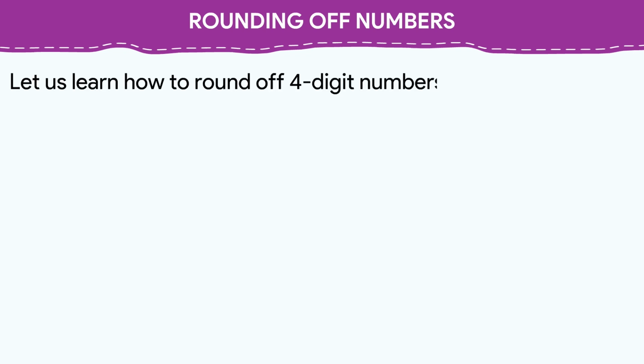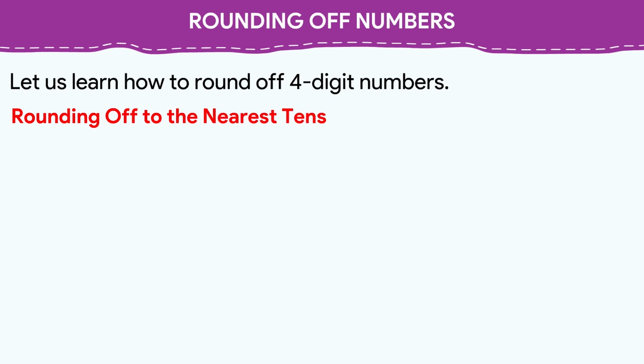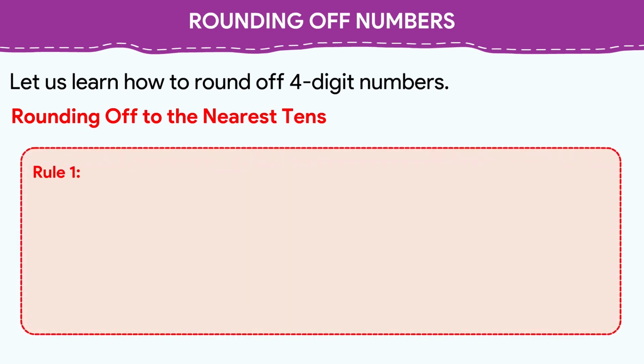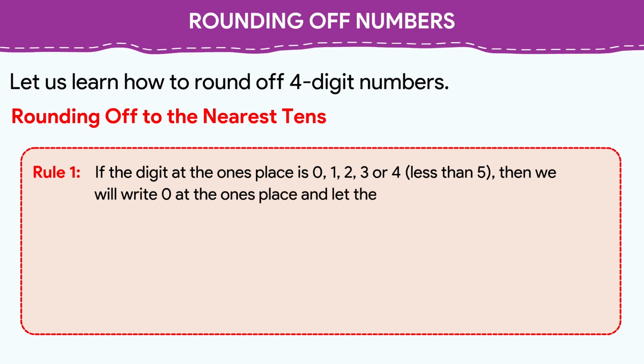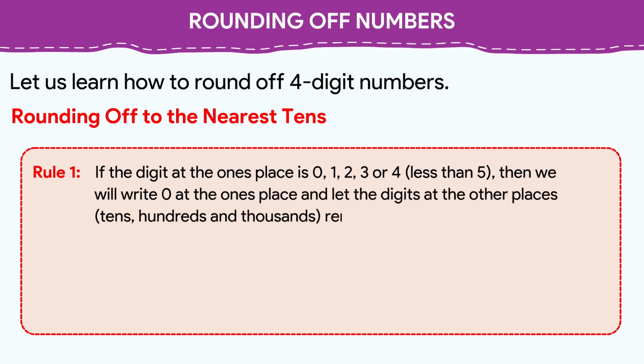Rounding off numbers. Let us learn how to round off 4-digit numbers. Rounding off to the nearest tens. Rule 1. If the digit at the ones place is 0, 1, 2, 3 or 4, less than 5, then we will write 0 at the ones place and let the digits at the other places, tens, hundreds and thousands, remain the same.